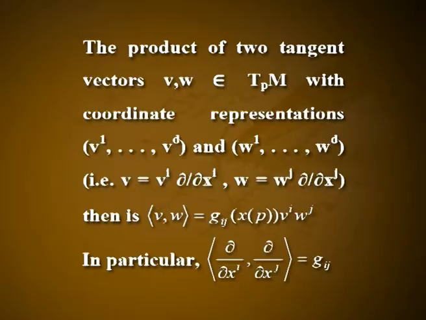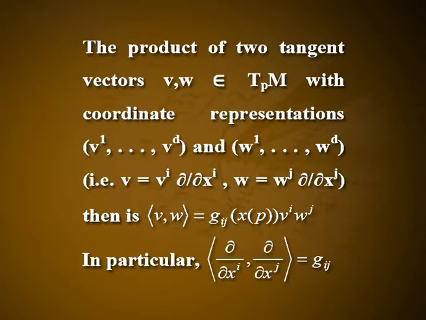Therefore, smooth dependence on the base point, as required in the definition of a Riemannian metric, can be expressed in local coordinates. The product of two tangent vectors v, w an element of T_pM with coordinate representations v1, ..., vd and w1, ..., wd, that is v equals vi ∂/∂xi, w equals wj ∂/∂xj, then the inner product of v and w is equal to gij(x(p)) vi wj.